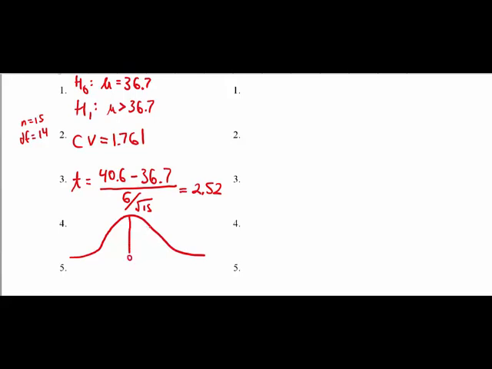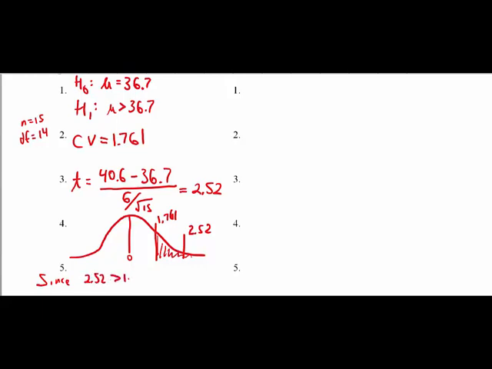And what this brings us is a critical value. I'm going to put my flag in the ground here at 1.761 and shade in to the right. Now our test value is 2.52, and we can clearly see that the test value is well within the critical region.